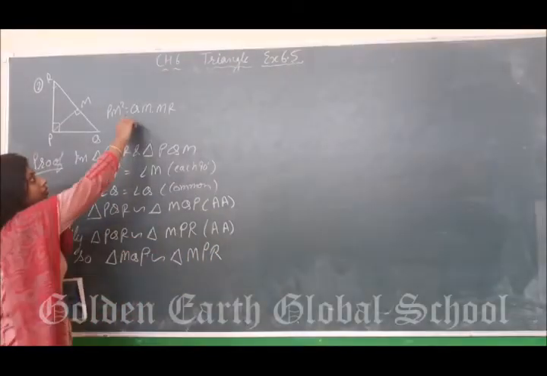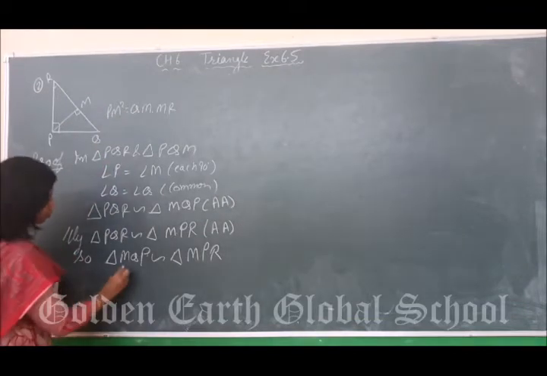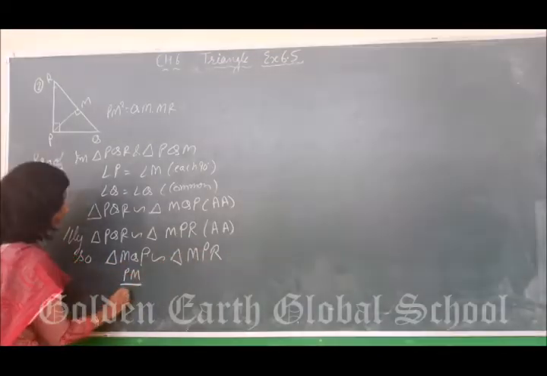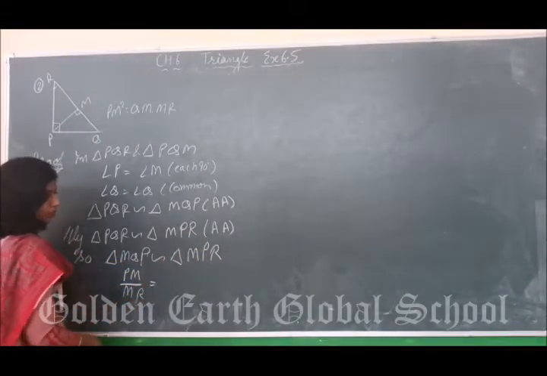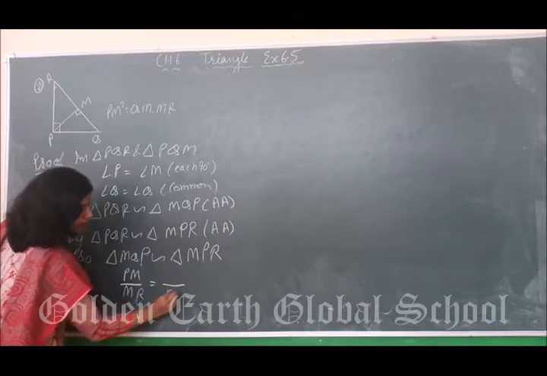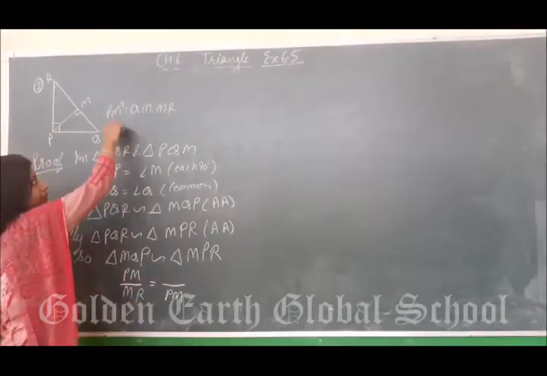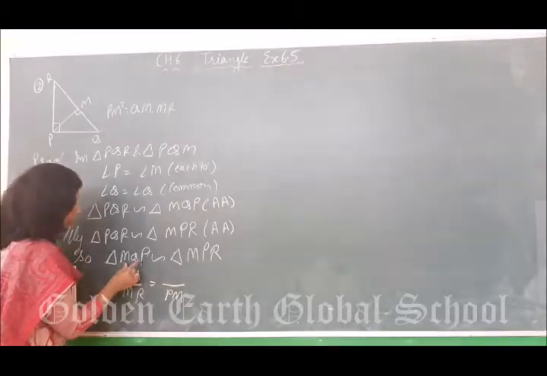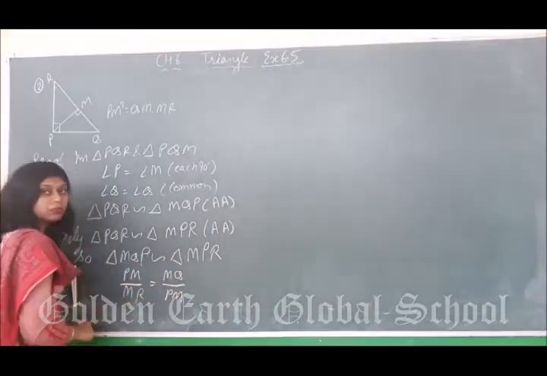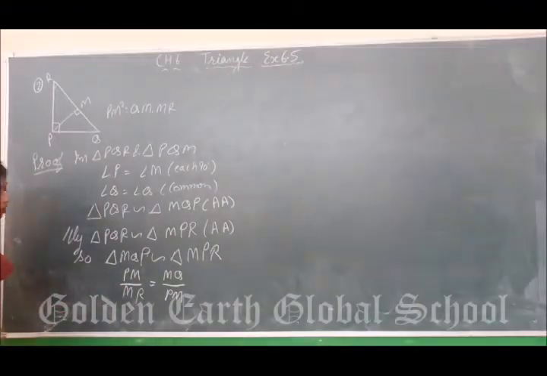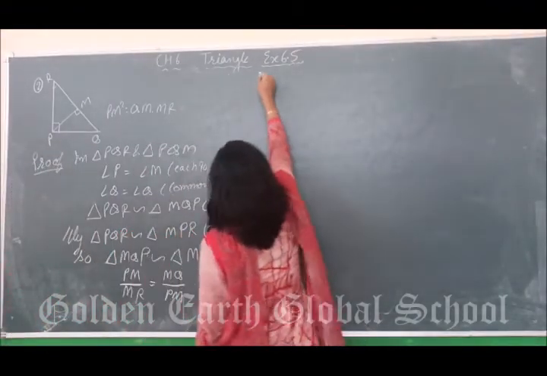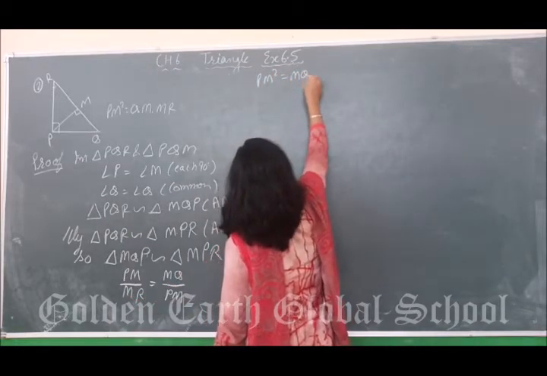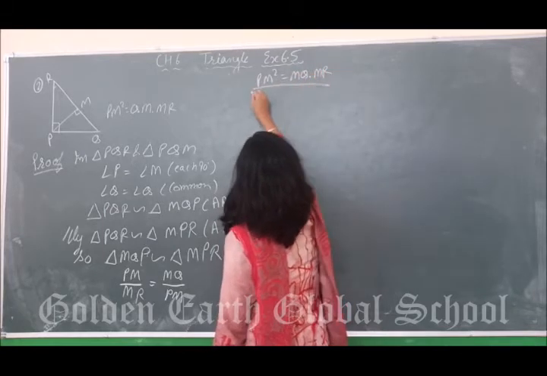Clear? Now we will consider the ratio PM, first and last letter, upon MR is equal to. Here we need PM because by cross multiplication we need PM here. So this PM is from the second triangle. So according to this, the numerator will be MQ. Now cross multiply. So by cross multiplication we will get PM square is equal to MR into MQ. So this is the result we have to prove.